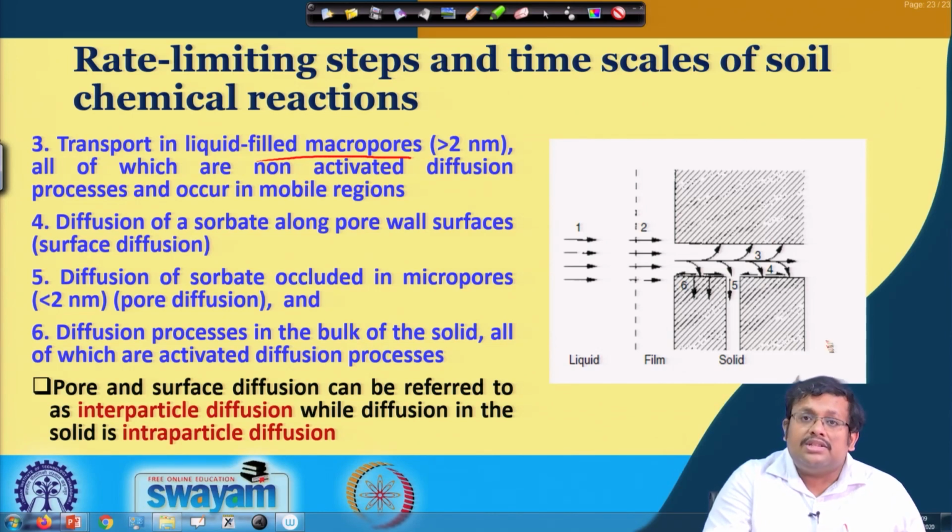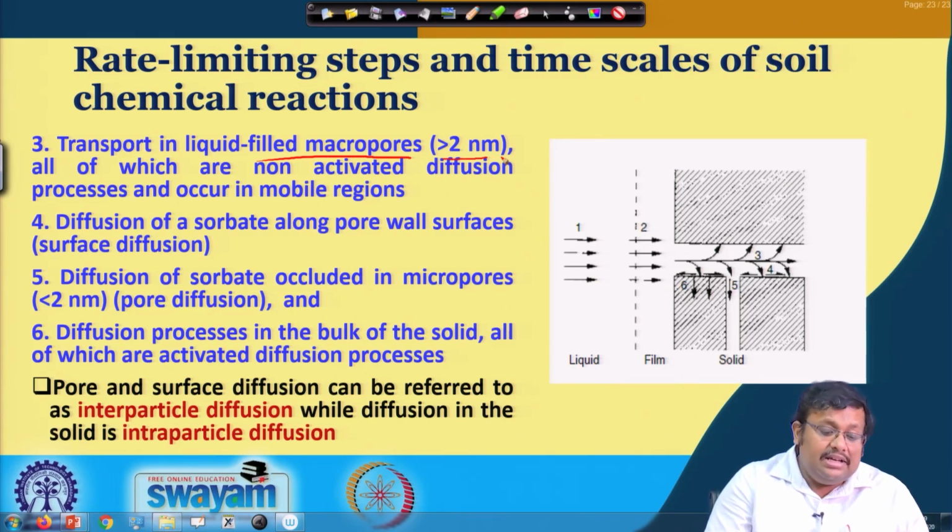Apart from that, the third process is transport in liquid film macropores. In the soil there are 2 types of pores, one is macropores, another is micropores. Macropores are those pores which have a diameter of greater than 2 nanometer, and those pores which have a diameter of less than 2 nanometer are known as micropores.